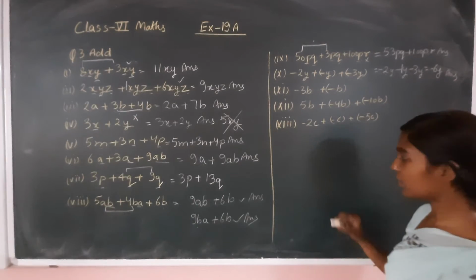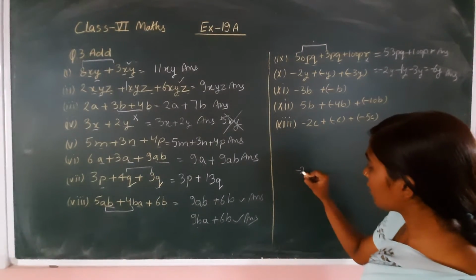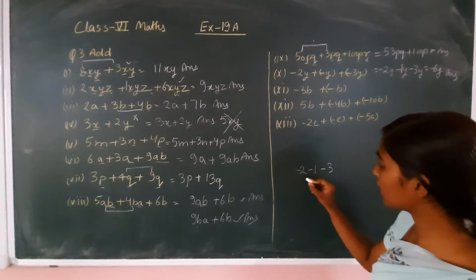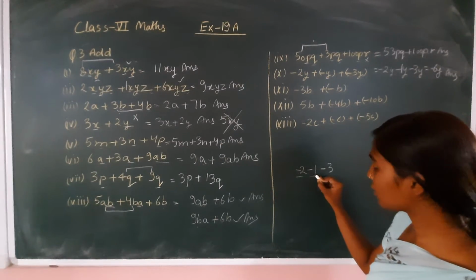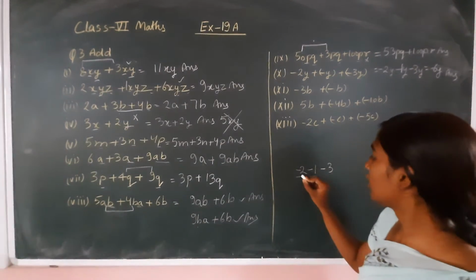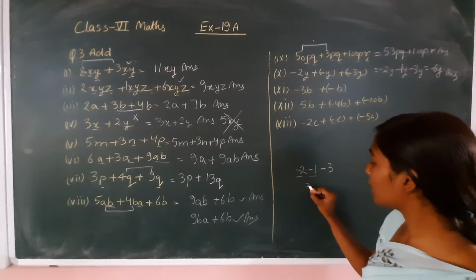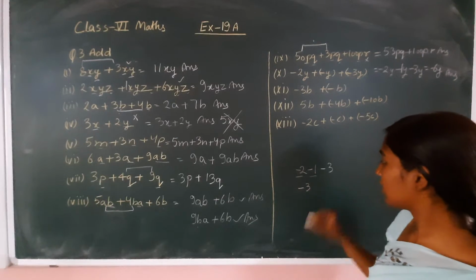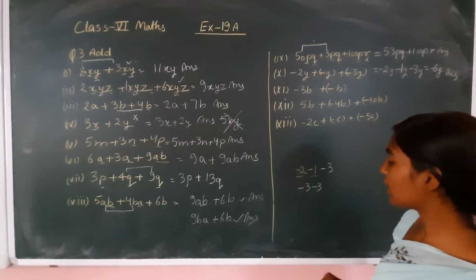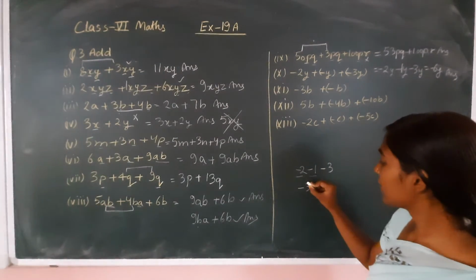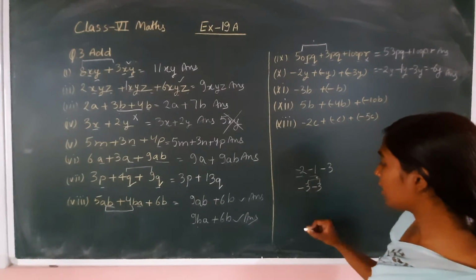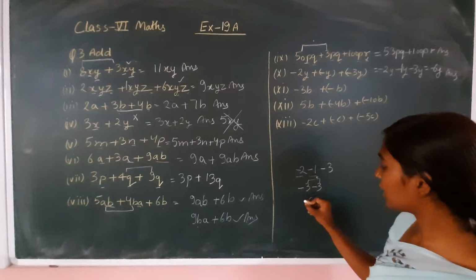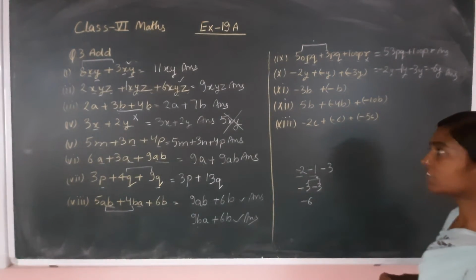If there is confusion, let me clear your confusion. Minus 2, minus 1 and minus 3, you can solve like this. Minus 2 and minus 1, you will do addition. Minus 2 and minus 1 will become 3 and the sign will be minus. And here again minus 3 is left, again you will do addition. These two terms will get added up. 3 and 3 will become 6, but the sign will be negative. So minus 6 is the answer.